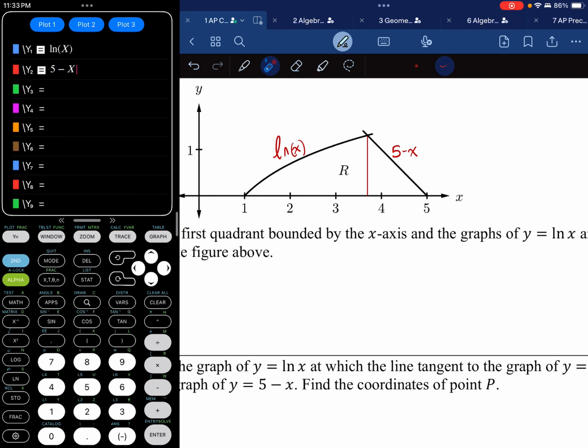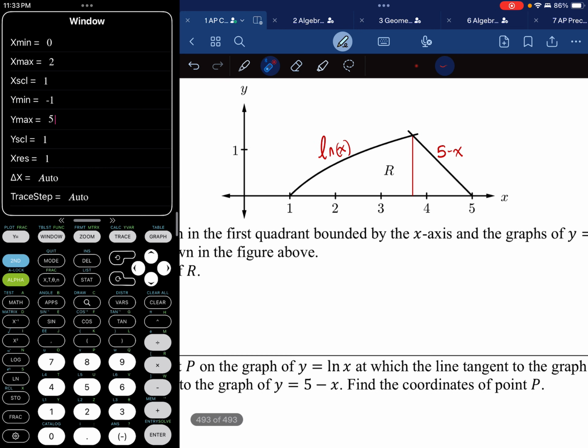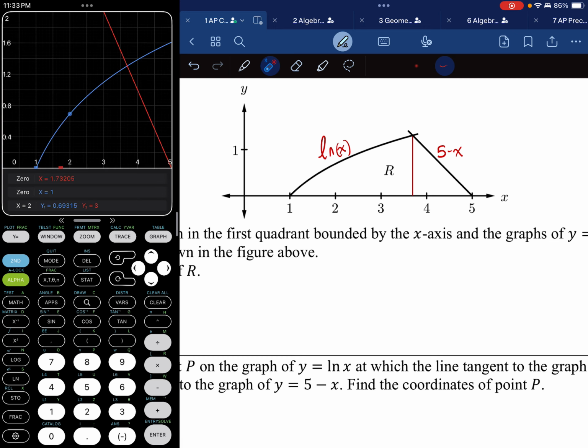Okay, so let's go ahead and set our window. I'm going to make the exact same window here. So x bounds from 0 to 5. Our y bounds are going to be from 0 to about 2. So I'm going to say y bound, -1's fine, but I'll say 0. Come down here, clear, hit 2, and I'll just hit graph. I don't hit zoom 0. Yeah, looks about right.